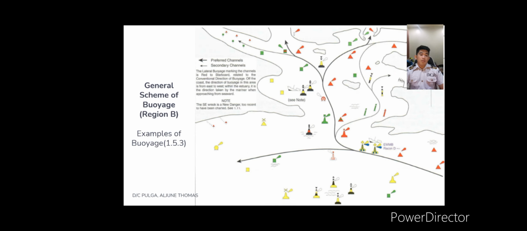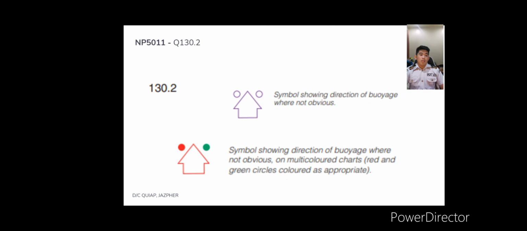presentation of chart 1.2.2. So next is the symbol showing direction of buoyage where not of use. So the arrow direction up, that's the symbol. The symbol showing direction of buoyage where not of use on a multicolored chart has red and green circles colored as appropriate.